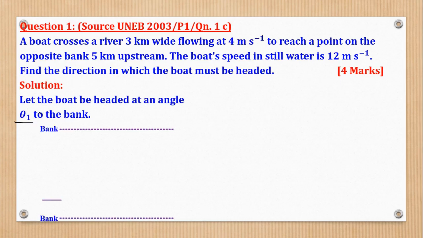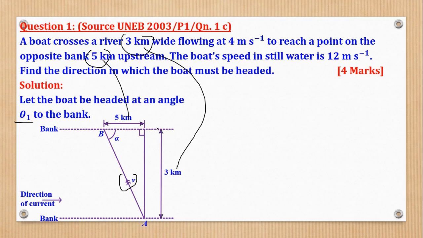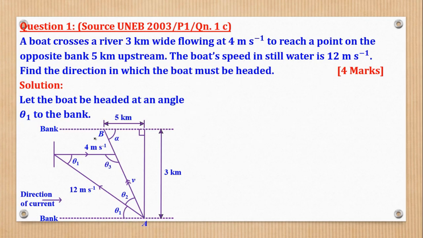So you come and draw the two banks. This is the width. So this is where the resultant velocity will be. They said you want to reach a point 5 kilometers upstream, and the width is 3 kilometers. So the velocity in still water will be in the direction, then the velocity of current will push you back to the original place where you intend to reach. So I'll still go through the same procedure.